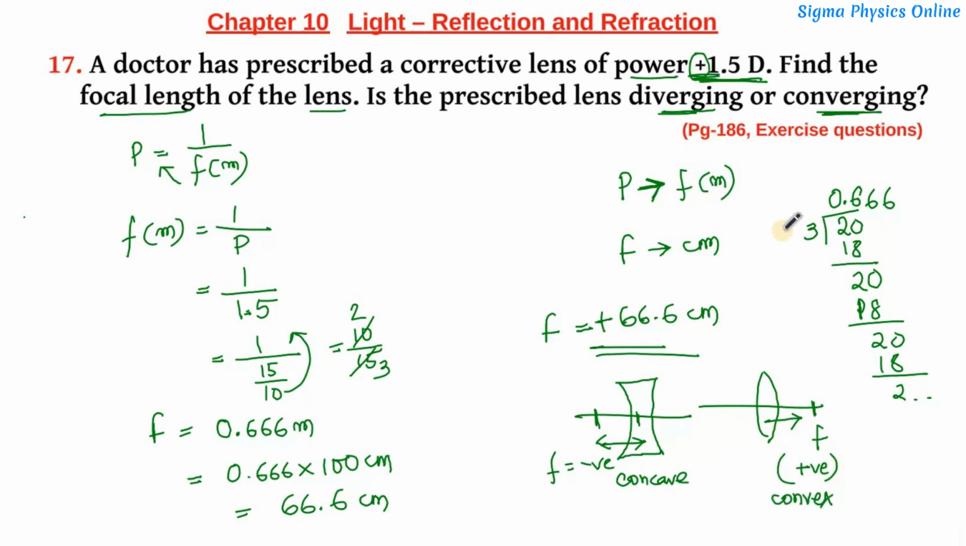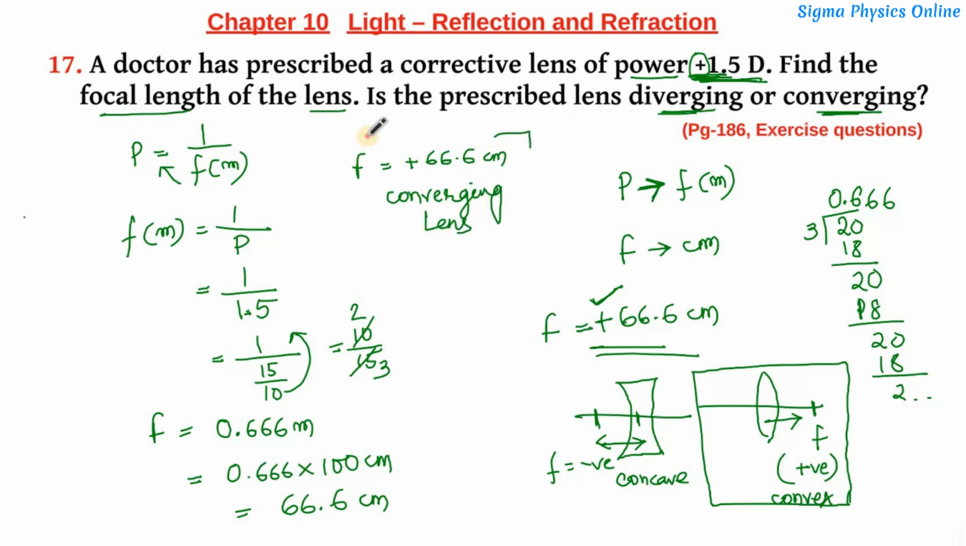So here we have been given the power of this lens is plus 1.5D. Since we got the focal length as positive 66.6 centimeter, that means the lens is supposed to be a convex lens. So the final answer is: the focal length of this lens is plus 66.6 centimeter and the prescribed lens is a converging lens. So this is the final answer to this question.